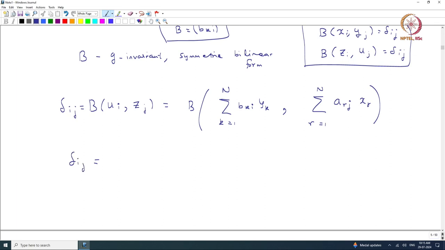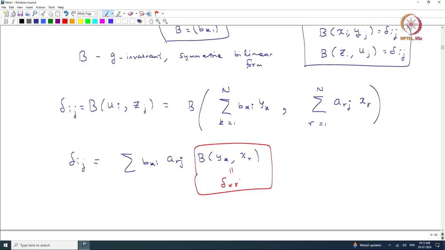So this is going to be delta ij equal to summation bki arj b of yk comma xr. But again, b of yk comma xr will be delta kr. Here the sum runs over k and r, from 1 to n. Now you can see that whenever k equals r, you get exactly 1, otherwise these b of yk xr coefficients are 0. So you get exactly summation bki akj, where k ranges from 1 to n.